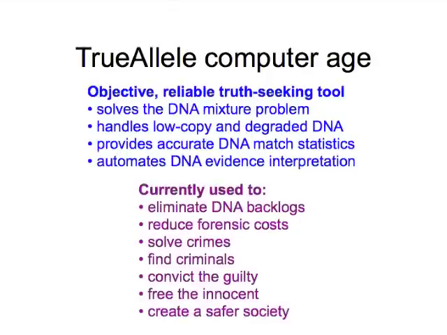So we're now in the TrueAllele computer age. We have an objective, reliable, truth-seeking tool, and it solves the DNA mixture problem. It solves 5, 6 contributor mixtures. You obviously get more information if you only have 2, 3, or 4. It handles low copy and degraded DNA. The DNA match statistics are accurate and reproducible, and it automates the process. And today it's being used in labs on their own machines and on data sent to Cybergenetics, if you don't have a machine, to eliminate backlogs, reduce forensic costs, solve crimes, find criminals, convict them, free the innocent, and basically create a safer society.